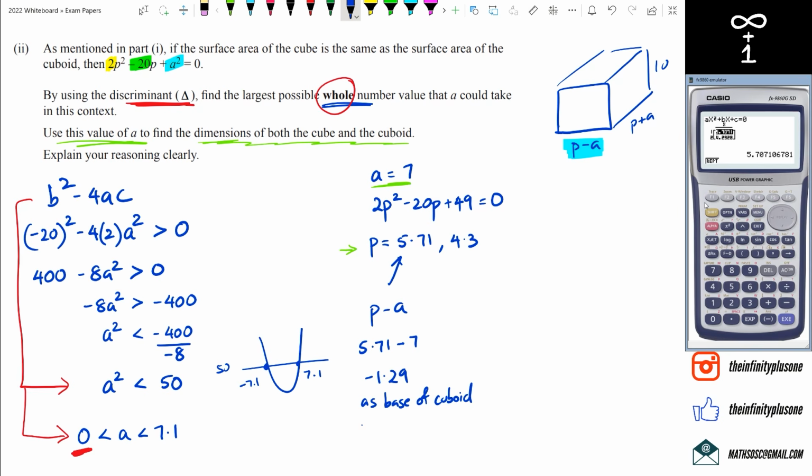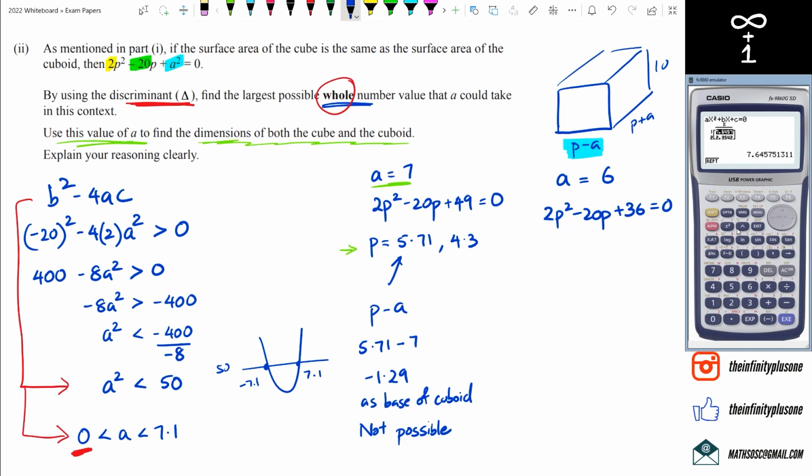And this is actually not possible. So because it's not possible, we are going to move away from a equals 7, and we're going to try a equals 6, because that's the next largest whole number. So repeating the process again, we put a equals 6, which means we get 2p squared minus 20p. 6 squared is 36, so 36 equals 0. And we're going to change the 49 to 36 and do our two answers.